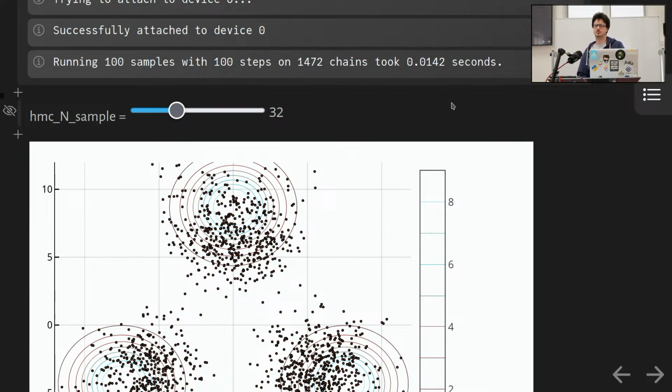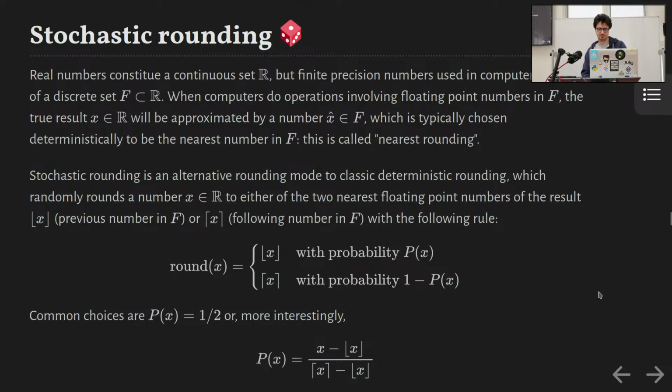Question from Jesse. I'm just curious about the stochastic rounding. Can you fix the kernel so that you get reproducibility even with stochastic rounding? Or is this an IPU question? You mean fix the seed? Yeah. I don't remember. Maybe I don't remember. Okay.